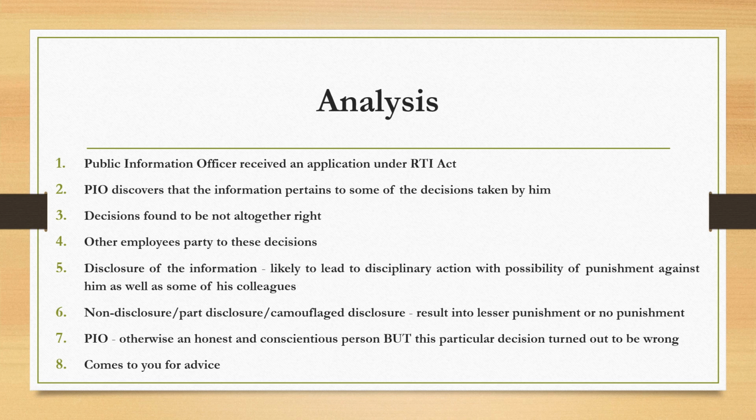Then disclosure of the information is likely to lead to disciplinary action with possibility of punishment against him as well as some of his colleagues. So if he discloses the information, it can lead to disciplinary action and punishment. Non-disclosure, part disclosure or camouflage disclosure may result in lesser punishment or no punishment, right? So there is an incentive for not disclosing the information, or partially disclosing it, or disclosing it in a form that leads to less punishment or no punishment.